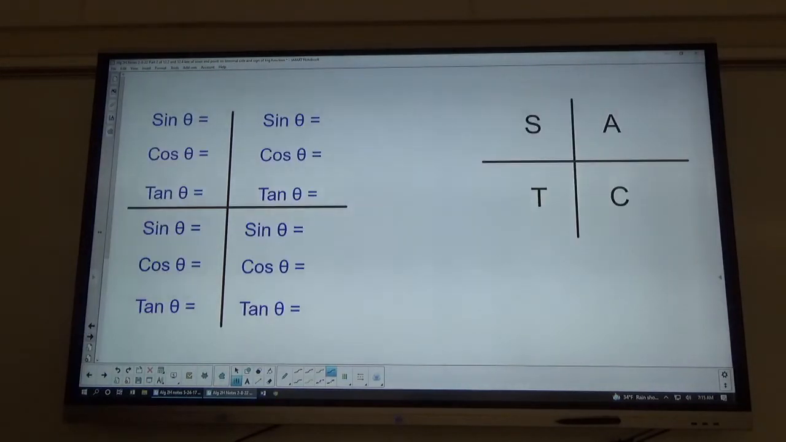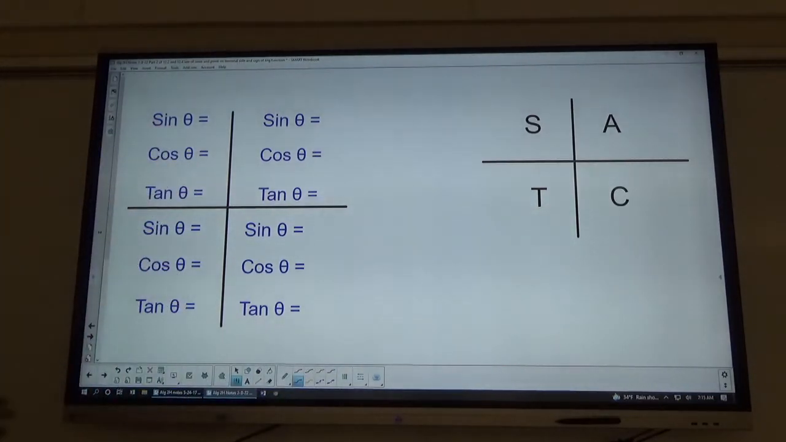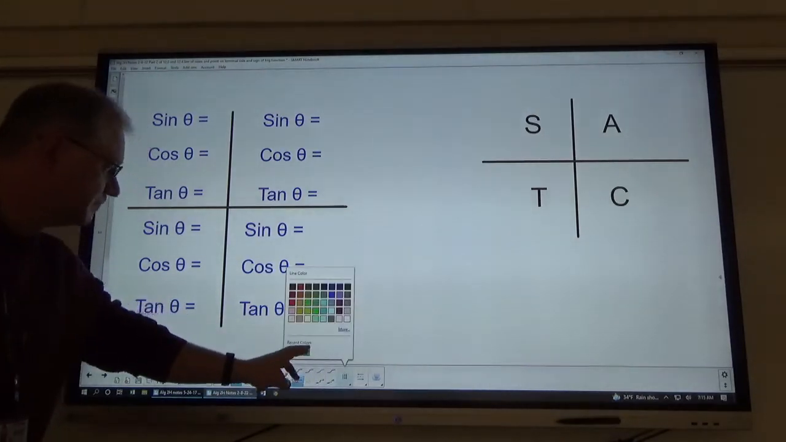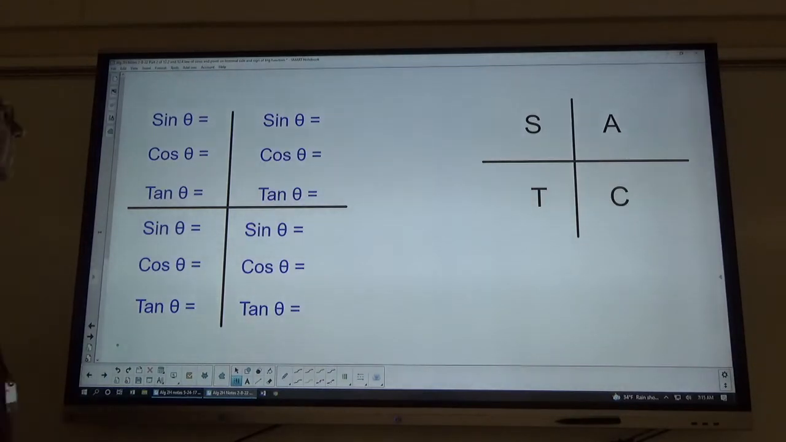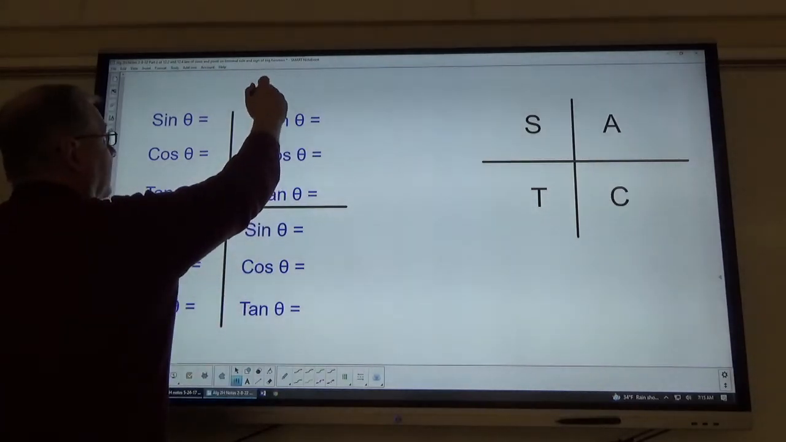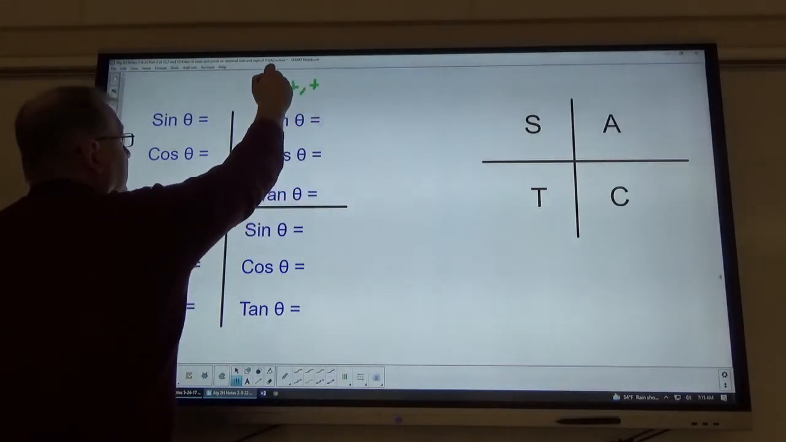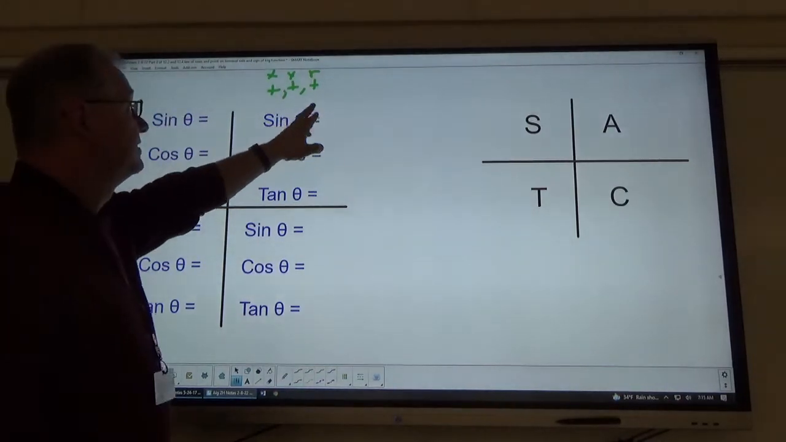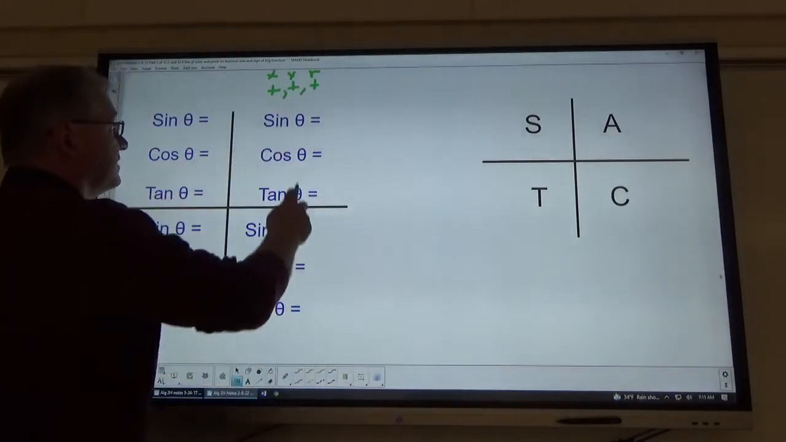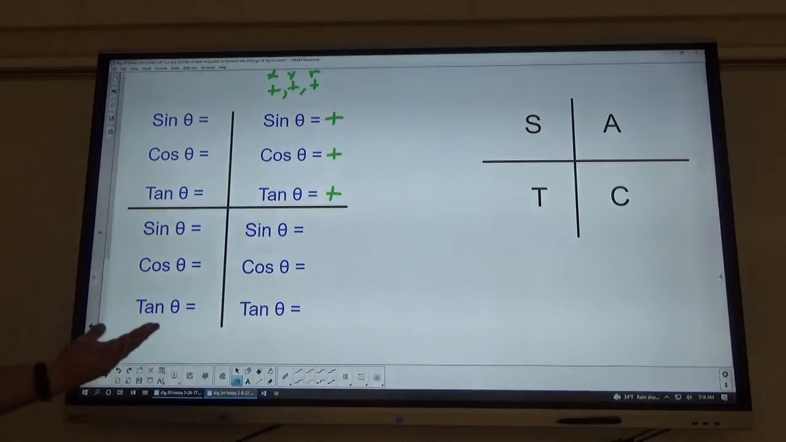All right, let's take a look here. When you think about each of these trig functions, in the first quadrant, x, y, and r are all positive. So sine is y over r, so that's positive. Cosine is positive, and tangent is positive. Well, if all of them are positive, no problem.